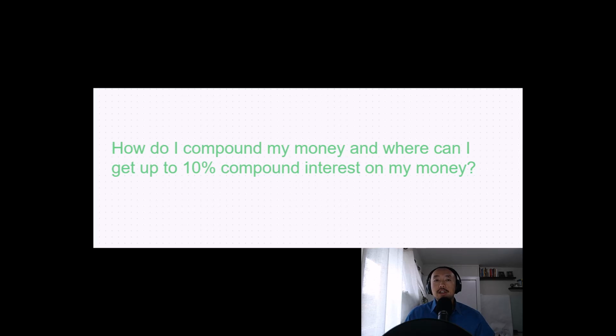Then we learned how to calculate a rate of return given a certain amount of time. Lastly, we learned where we could save our money to get up to 10% compounding interest. Well, I hope you learned something today, and that is all I wanted to share.